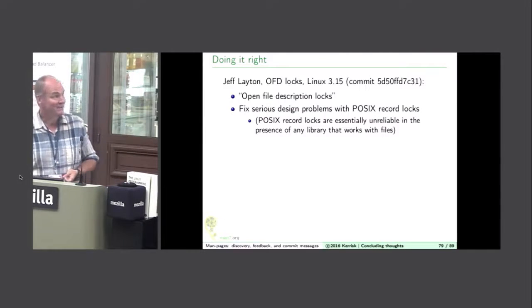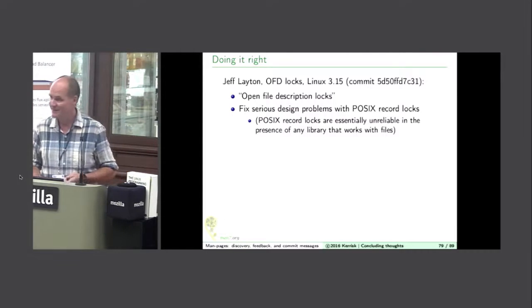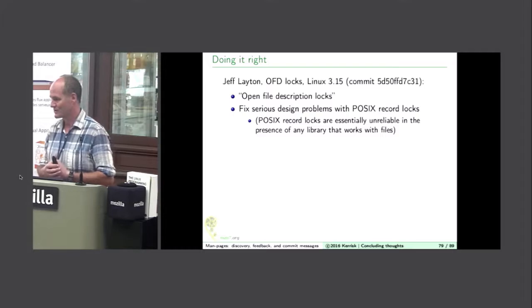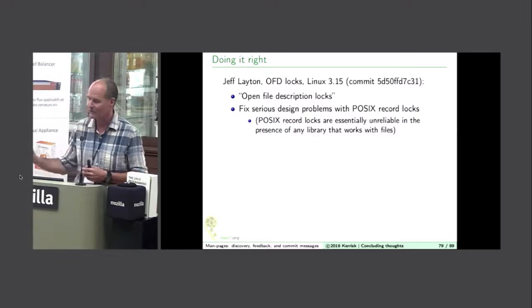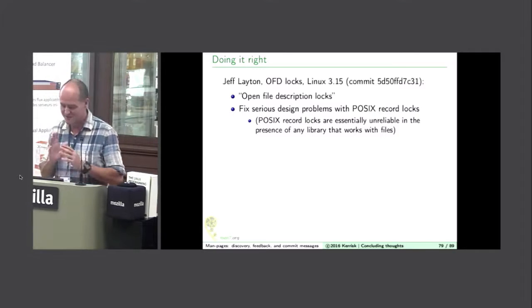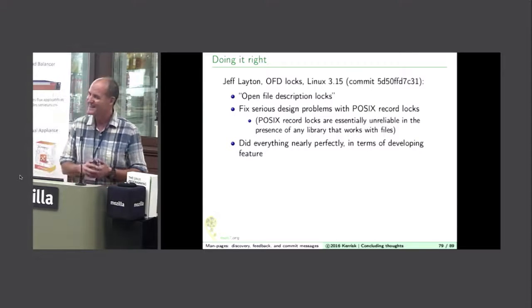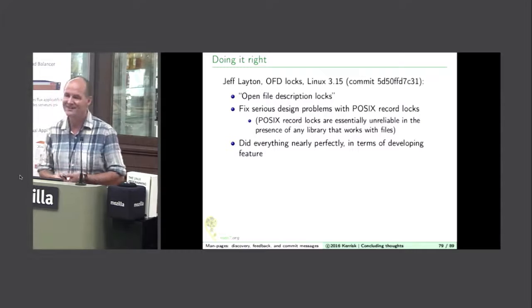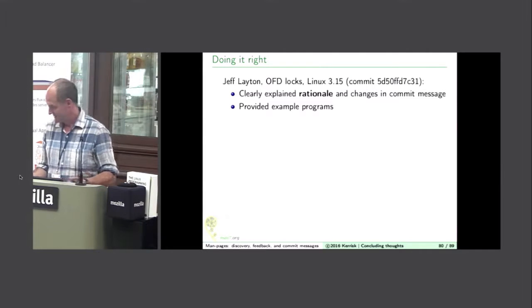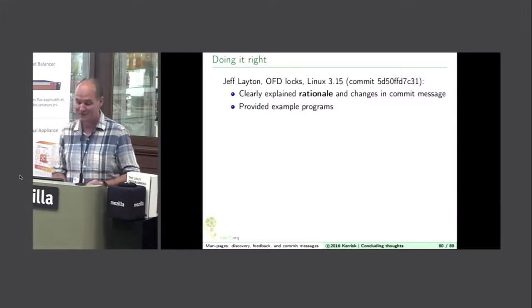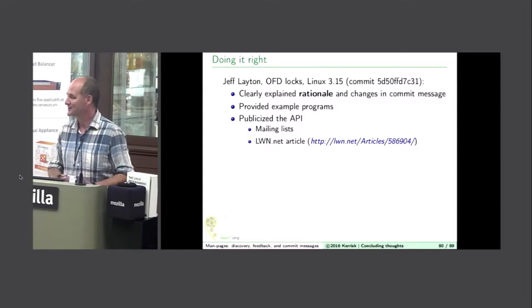So back in Linux 3.15, Jeff Layton added a feature called OFD locks, which fixed a completely broken POSIX record lock system. I won't go into the problems there, but there's a fatal flaw in POSIX record locks. Jeff Layton fixed it, and he did everything right. You can do it. He wrote a commit message that explained his rationale. He provided some example programs. He wrote an article for LWN.